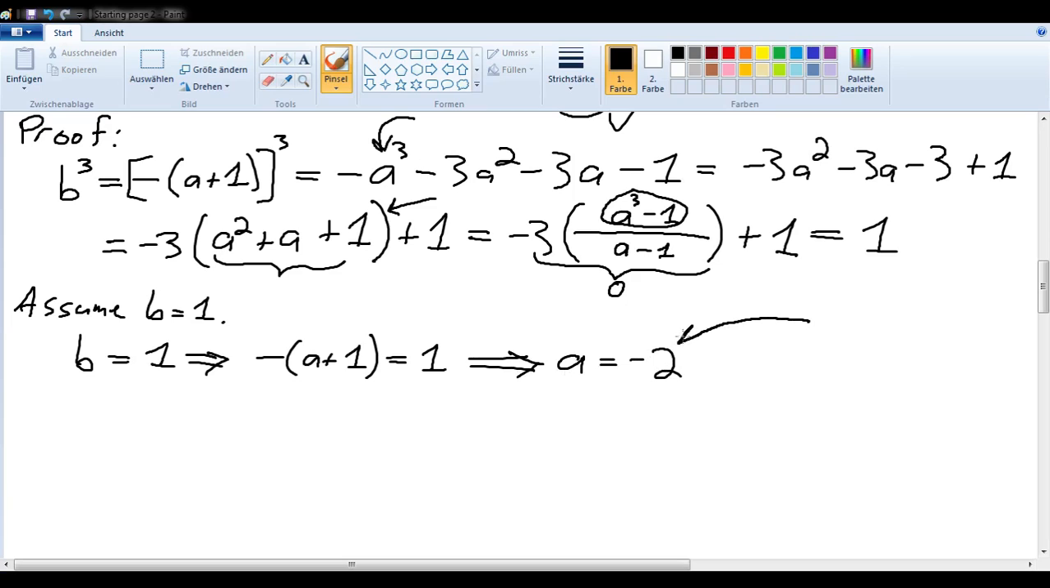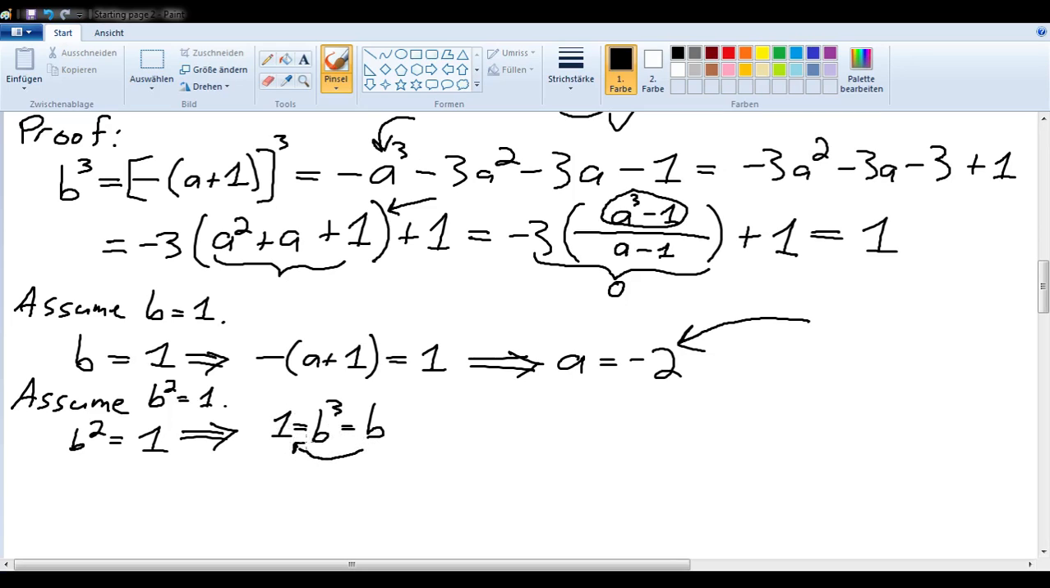Now, we'll come back to that in a moment. Let's look at the other case. Let's assume that b squared is equal to 1. So b squared being equal to 1 would imply, if we multiply both sides by b, that b to the third is equal to b. But we know that b to the third is equal to 1, right? We just proved that. And that implies, of course, that b is equal to 1. And we just saw that if we assume b is equal to 1, then we end up with a being equal to negative 2.